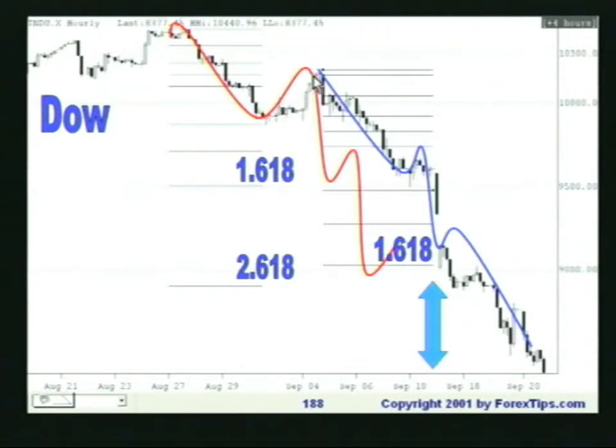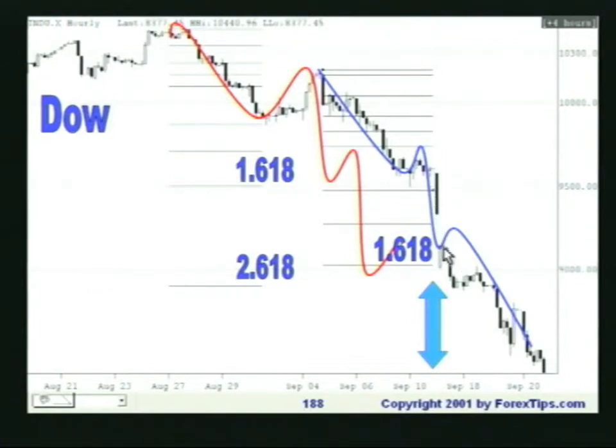Now look at how slowly the Dow started to fall before the attack, and from this swing, look at how the market went straight down to the 1.618 extension. There it is. Went to the 1.618 extension and then bounced right at the 1.618 extension. And then on September 11th, which is right here, the World Trade Center was attacked.